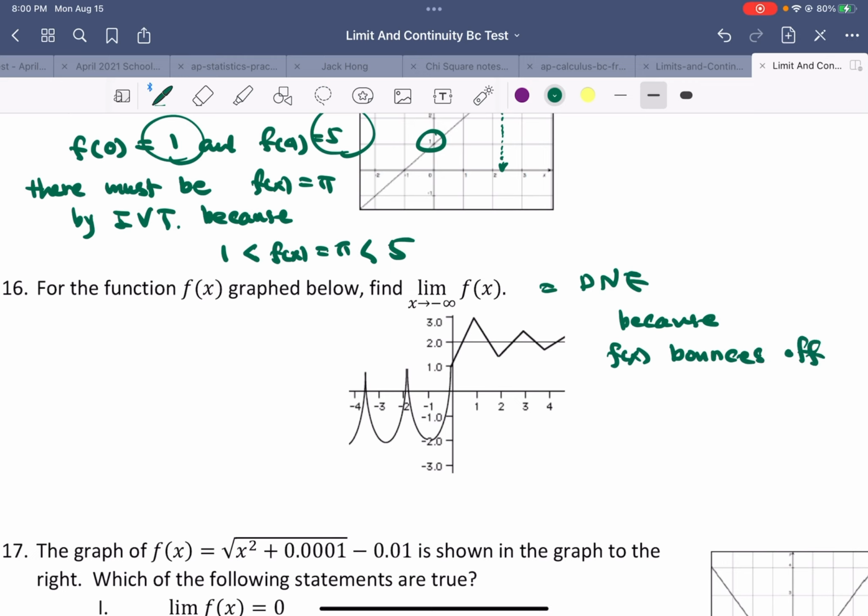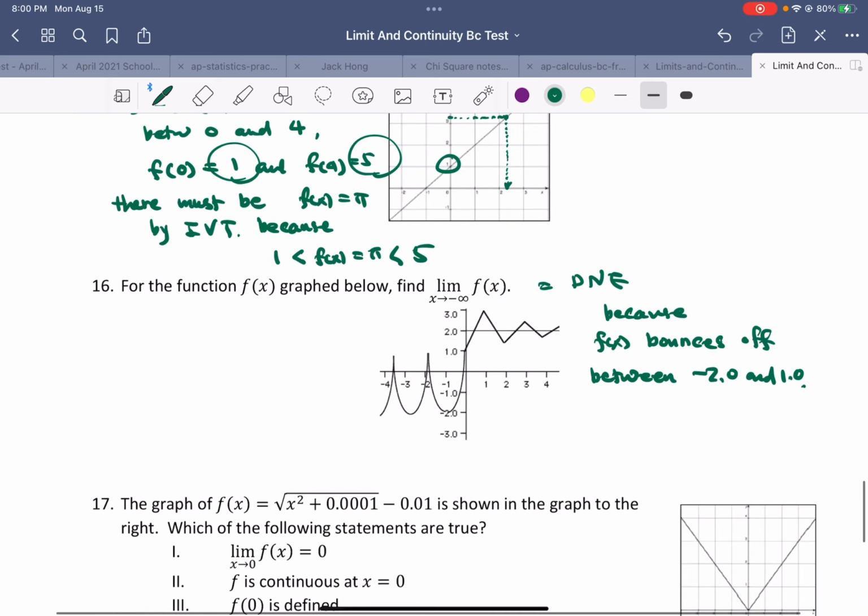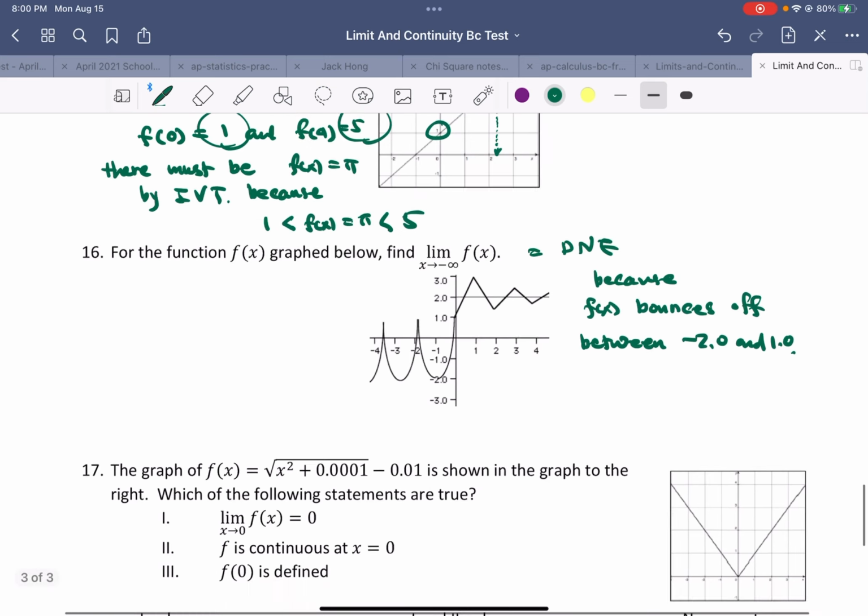Bounces off between negative 2.0 and 1.0. Okay, so it never approaches a certain value. So you have to say when x approaches negative infinity, f of x does not exist.